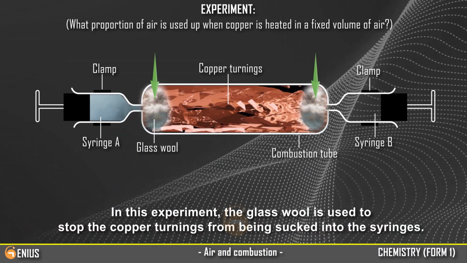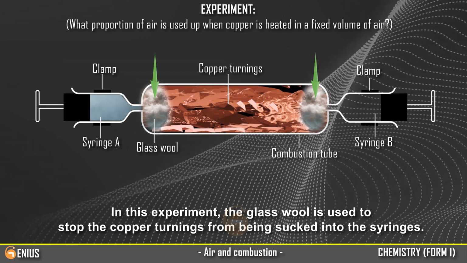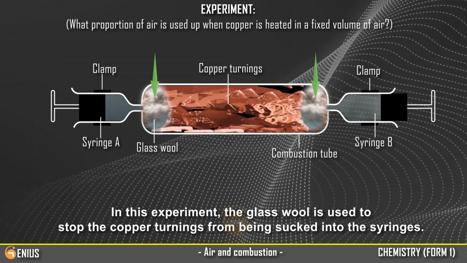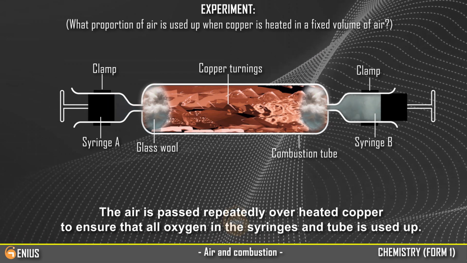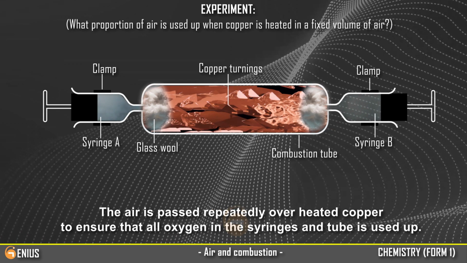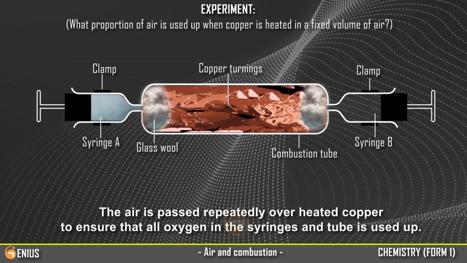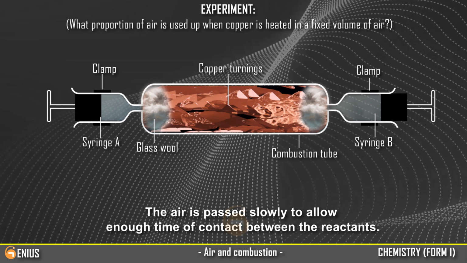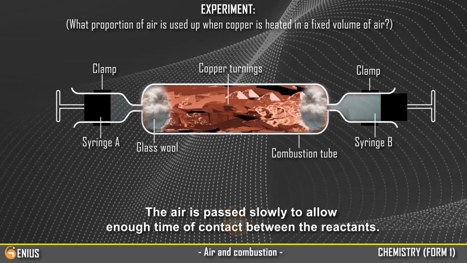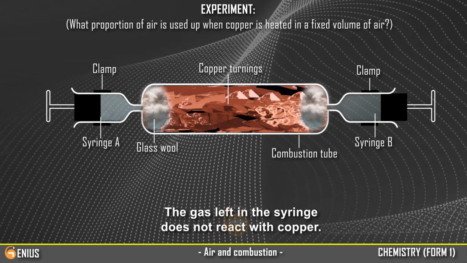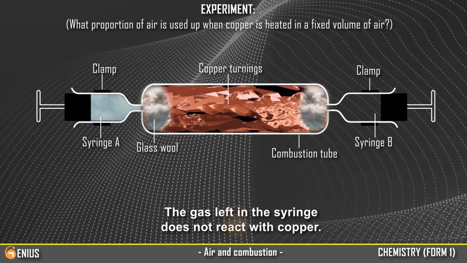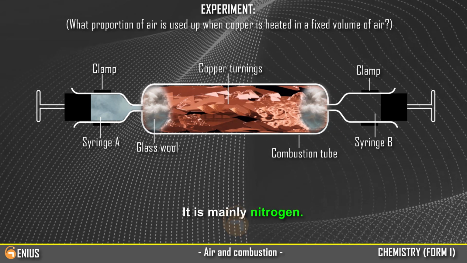In this experiment, the glass wool is used to stop the copper turnings from being sucked into the syringes. The air is passed repeatedly over heated copper to ensure that all oxygen in the syringes and tube is used up. The air is passed slowly to allow enough time of contact between the reactants. The gas left in the syringe does not react with copper. It is mainly nitrogen.